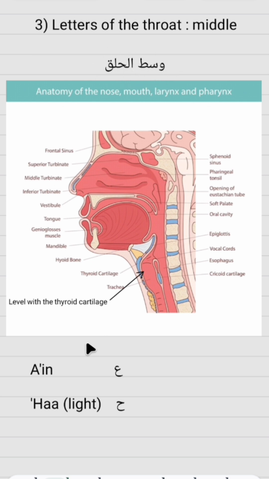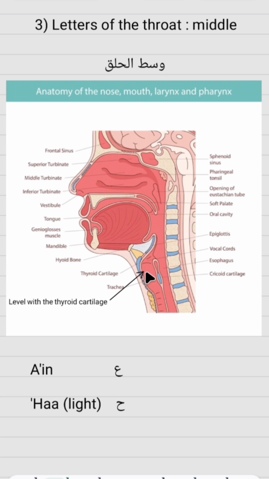These two letters are the typical throaty letters, right? So your ain and your ha come from these two parts, right? And it is at the same level as the thyroid cartilage, which is at the actual place where the larynx is situated, right? So it's at the point of your Adam's apple. You'll feel the sound come from there, your ain and your ha.